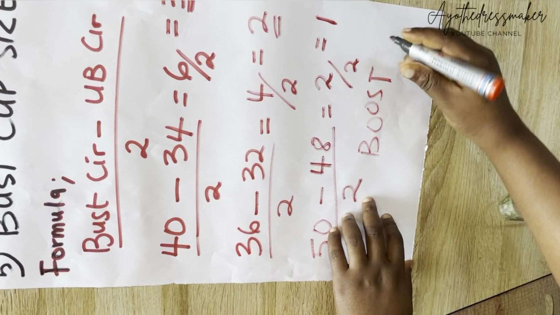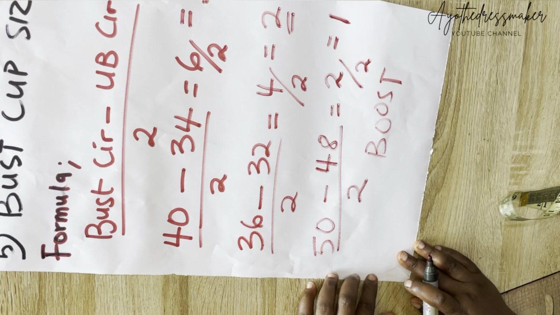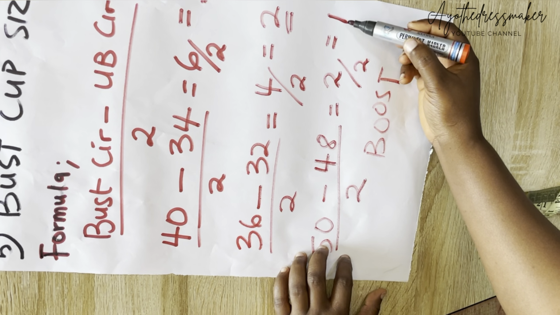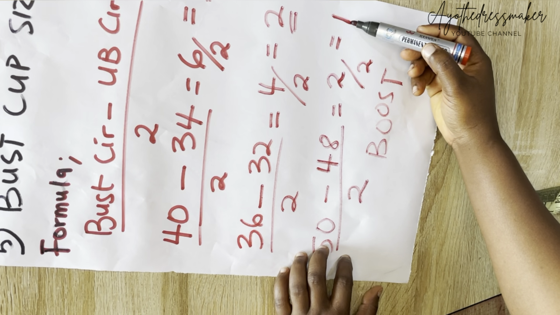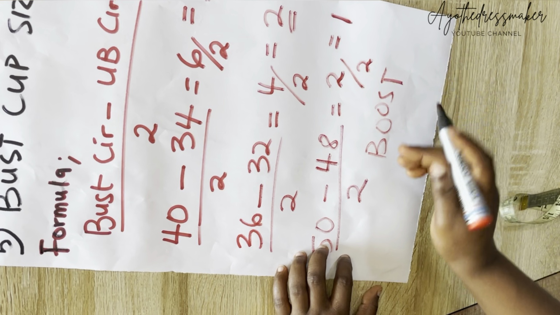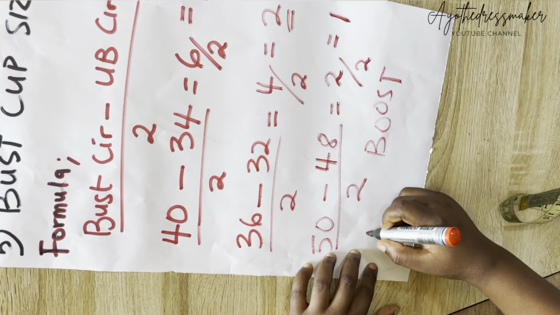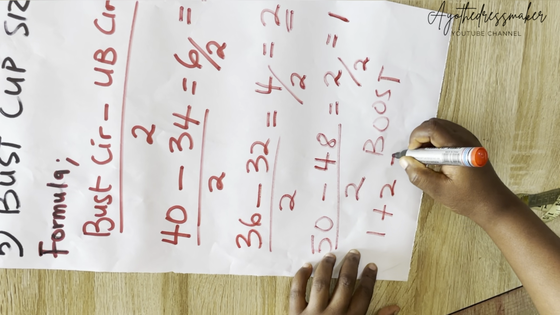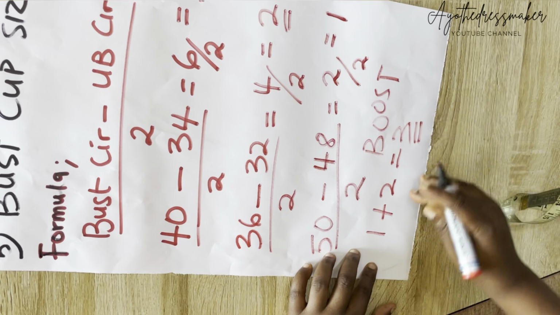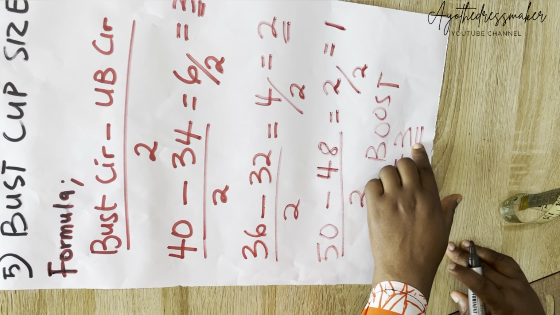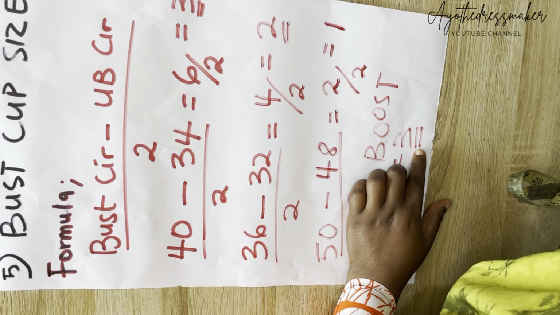So in this case, what you are going to do is to boost this person's bust size. You are just going to go ahead and add 2 inches to whatever value you got. In a case where the value is so small, you are going to add 2 inches to give you 3 inches. So that is how to go about that.